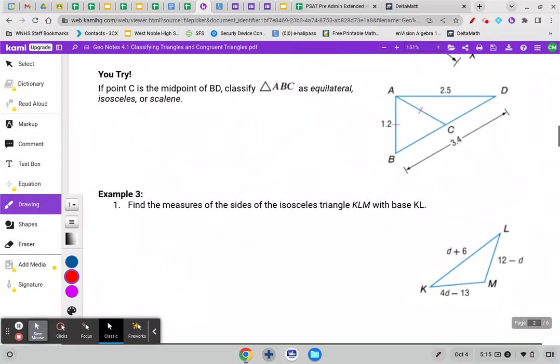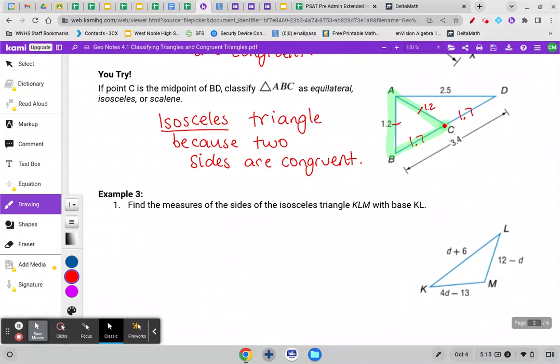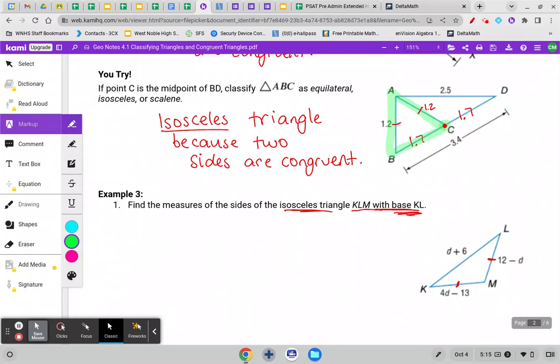So for example 3, we are going to find the measure of the sides of the isosceles triangle KLM with base KL. So when it says base, that means it's the not congruent side, and the other two are our congruent legs. So KL, base, not congruent. The other two are the legs. They are congruent.